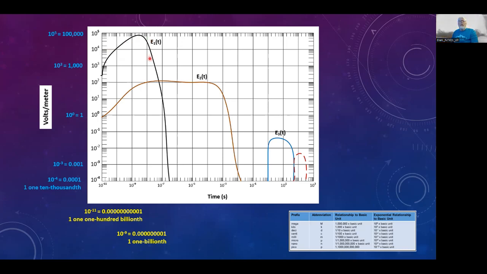The E1 pulse is shown right here. Look at the amount of voltage, volts per meter on an E1 versus the time. So 10 to the negative 7, 10 to the negative 9, 10 to the negative 11. A 10 to the negative 11 second is 1/100 billionth of a second. So it's extremely fast. And we're going to talk about all that as we go on here.